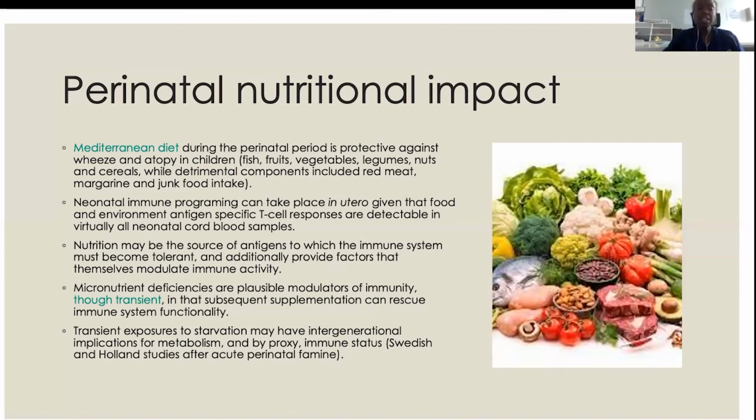Then there are transient exposures to starvation, which have been shown to have intergenerational implications for metabolism, and by proxy, the immune status. This was actually seen in two studies done in Sweden and in Holland during World War II, when there was an acute perinatal famine. And the changes in the immune system at that stage have been found to be passed down intergenerationally.